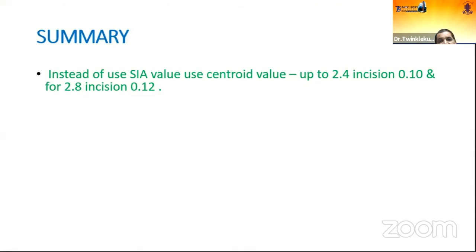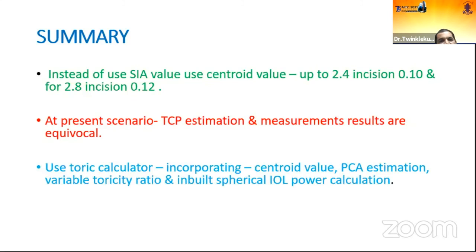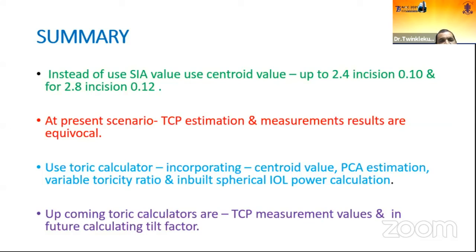So in summary, instead of the SIA value, use the Centre value, or use 0.1 for a 2.4 incision or 0.12 for 2.8 incisions. In the present scenario, total corneal power estimation and the measurement results are nearly equivalent. Use the toric calculator which incorporates the Centre value, PCA estimation, variability of toricity ratio, and which has an inbuilt spherical IOL power calculation. And the last list is the upcoming toric calculators, which will use TCP measurement values, total corneal power measurement values, and in future, calculating the lens tilt factor.